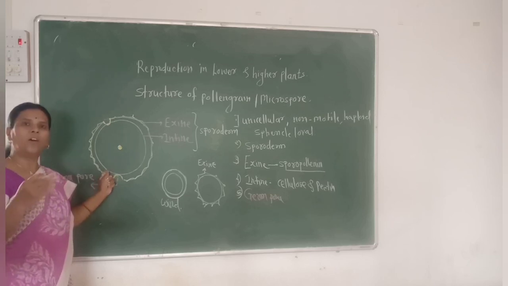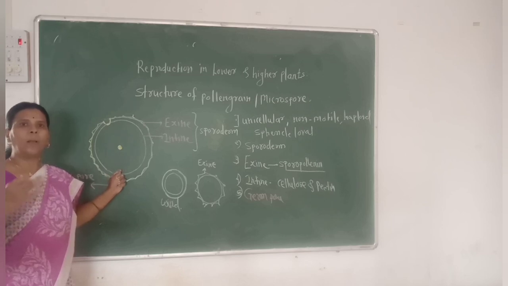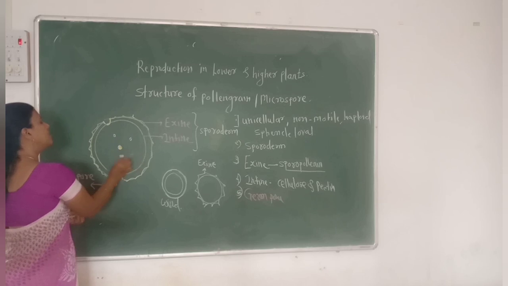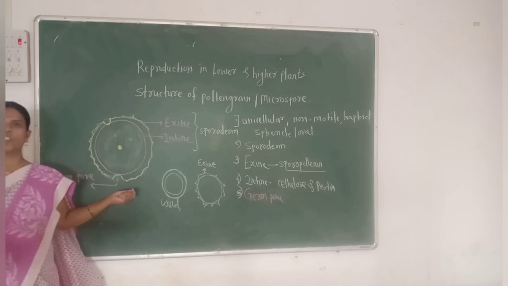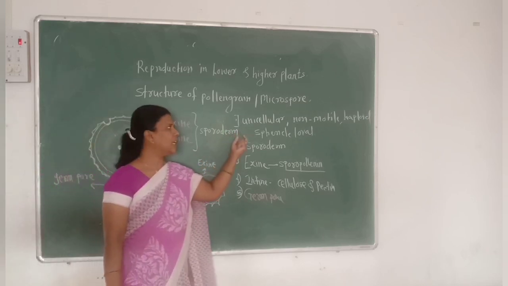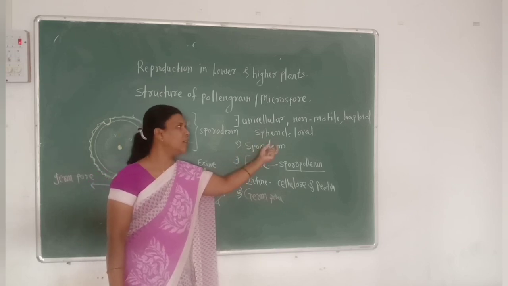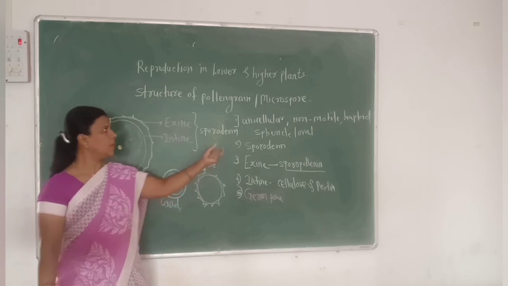There may be one or two germ pores present. That means they are also called uniporate or biporate. And at the center, a haploid nucleus is present with thin cytoplasm. It is actually the structure of pollen grain. What are pollen grains? Pollen grains are unicellular, non-motile, haploid, oval or spherical structures developed in the fertile part of the stamen, that is called the anther.